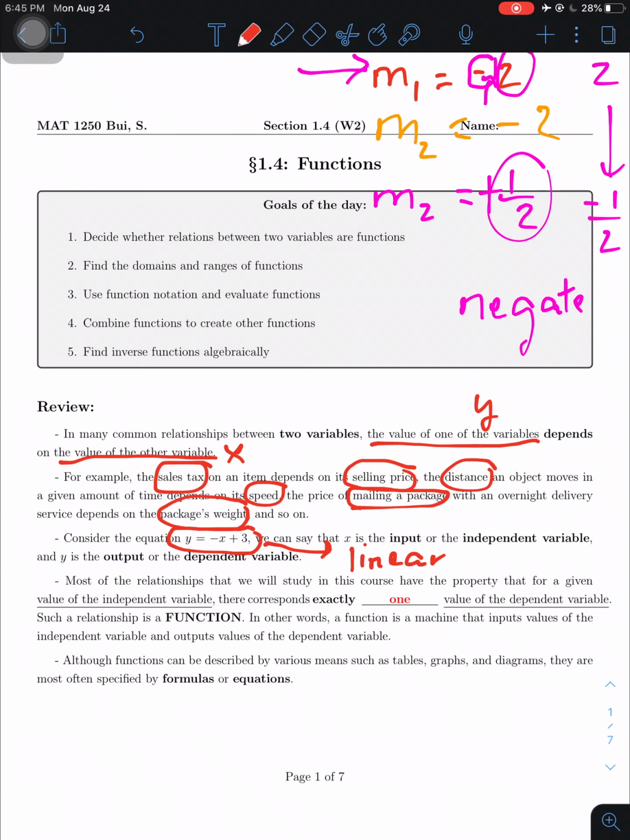Okay, for this equation, we can say that x is the input or the independent variable, and y is the output or the dependent variable. What do I mean by this? I mean if you input, say, 0 for x, if you let x equal 0 in here, what do we get for y? We get negative 0 plus 3, which is 3. So then we're going to get y equals 3.